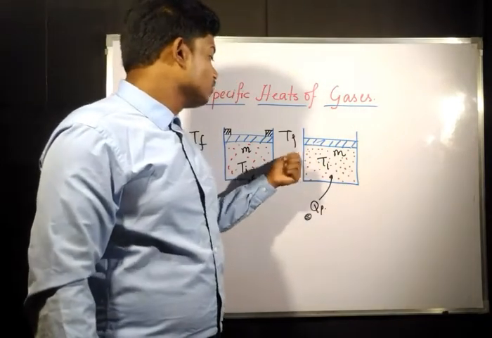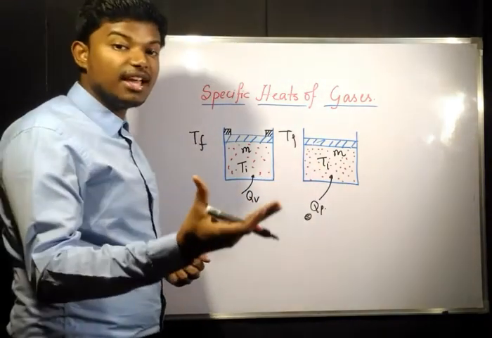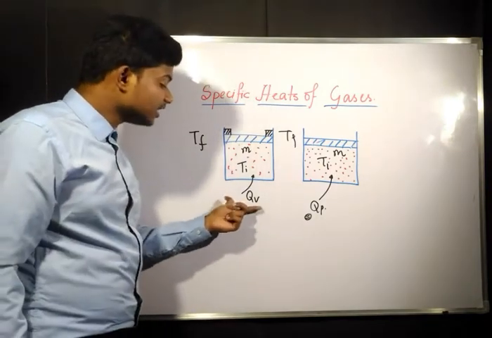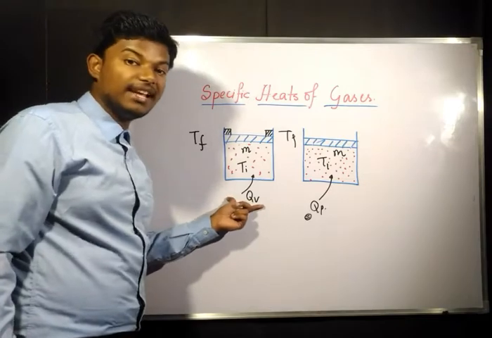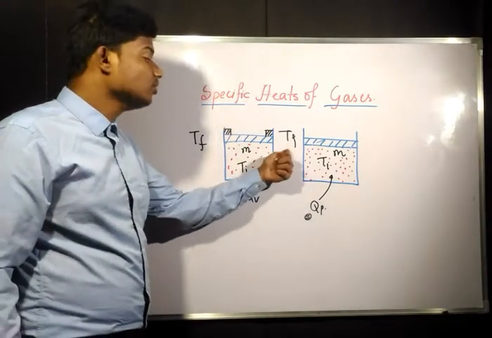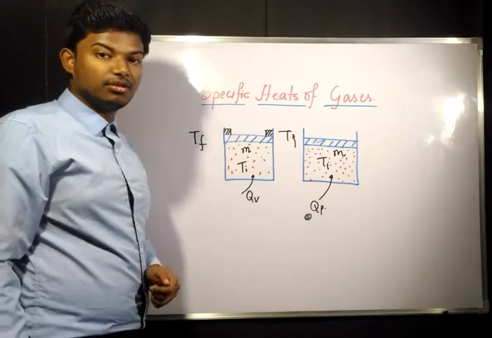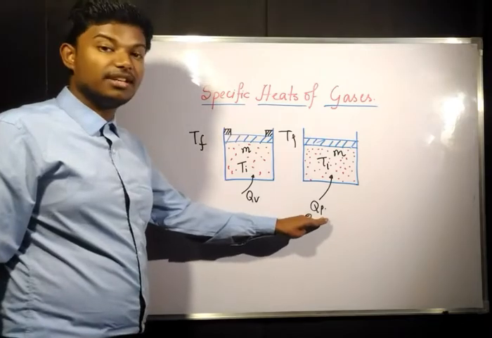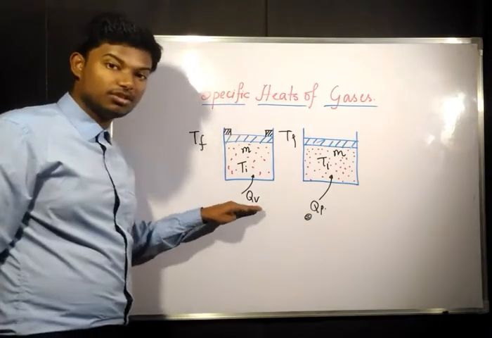So specific heat is what? It is just the amount of heat. In this case it will take less heat to reach the final temperature, and in this case it will take more heat to reach the final temperature. So this is QP and this is QV. This is heat given at constant pressure and heat given at constant volume.